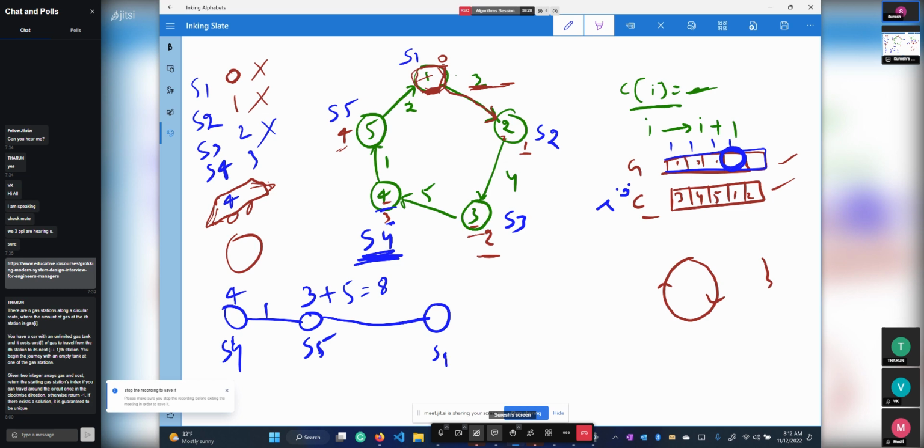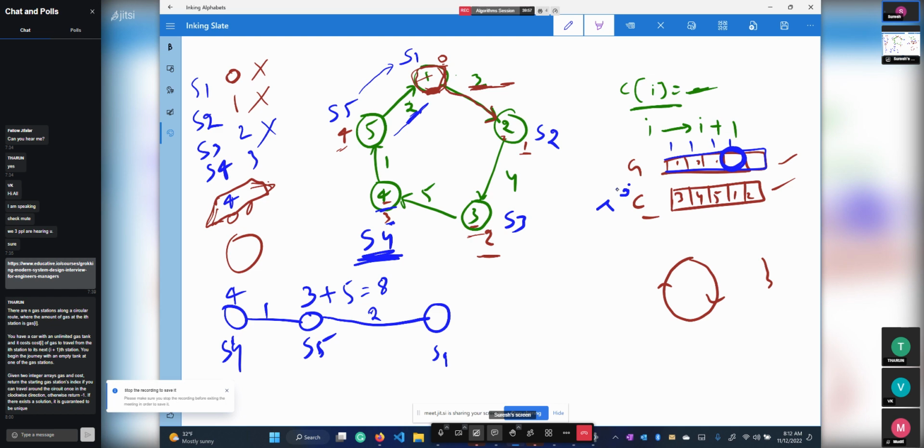You will go back to station number S1, and how many liters do you consume? 2. From station 5 to station 1, we need only 2 liters.